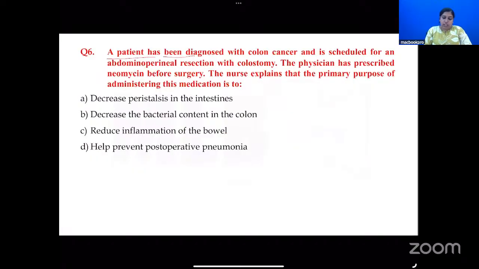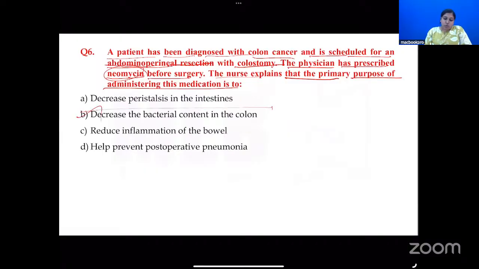A patient has been diagnosed with colon cancer and is scheduled for an abdominoperineal resection with colostomy. The physician has prescribed neomycin before surgery. The nurse explains that the primary purpose of administering this medication is to. What is the primary purpose of administering this medication? Now answer me. Why are we administering it for a patient of abdominoperineal resection? What is the purpose of administering neomycin?